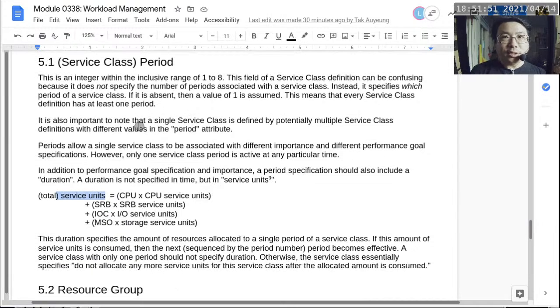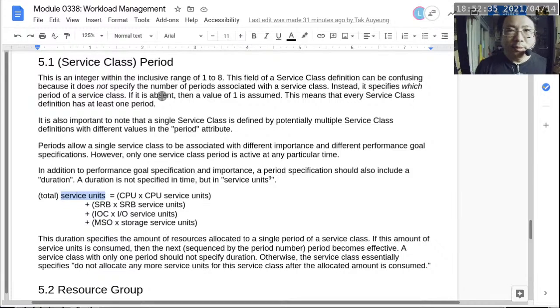But do we understand what a service class period is? I know it is a confusing concept because it is a component of a service class and it is also sequenced. So when you specify up to these 8 service class periods, it will go from service class period 1 to 2 to 3 to 4 to 5 to 6 to 7 to 8. And the logic to move on to the next service class period is that we have consumed all of the service units that we specified for the duration of that specific service class period.